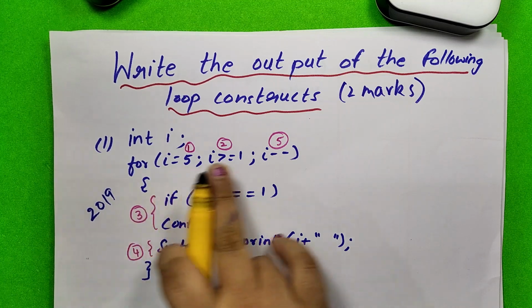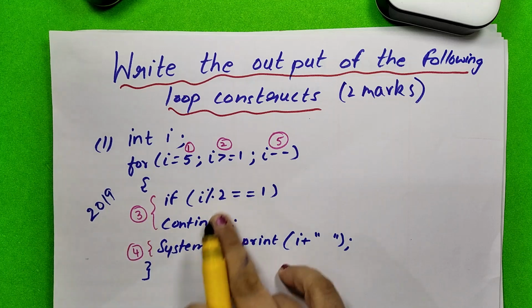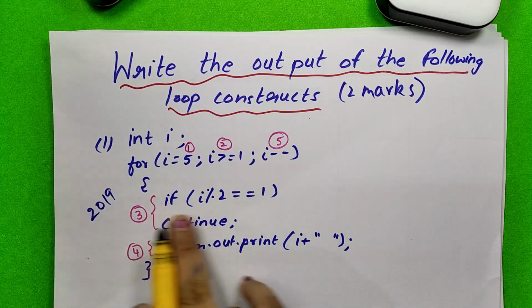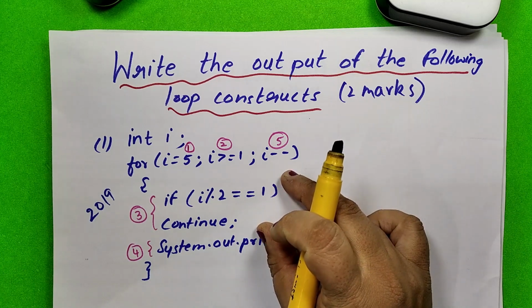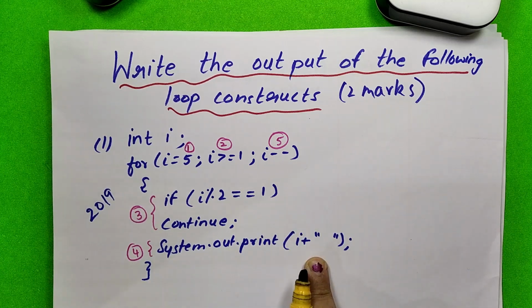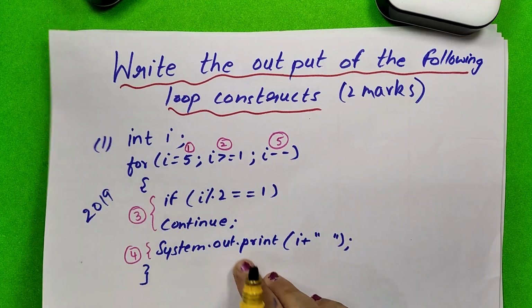The initial value is 1, the test condition 2, then it comes into the loop body. So here, if you see, there is an if block. If I modulo 2 equal to 1, continue. So this I am taking as one set of statements. Then you have to print the value of I, and then it goes to I minus minus. So let us analyze this problem now.